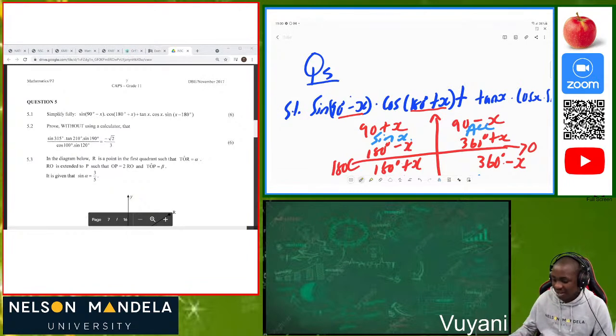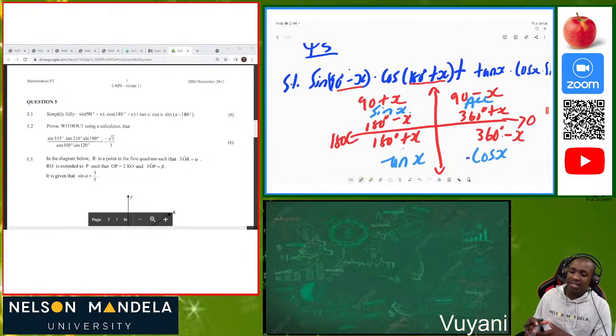Everything, you have them. You have to apply everything at the same time. Okay, now sine 90 degrees minus x. We know that when we have sine 90 minus or plus and cos minus or plus, those are called co-ratios. So as I said earlier on, we use the reduction formula.